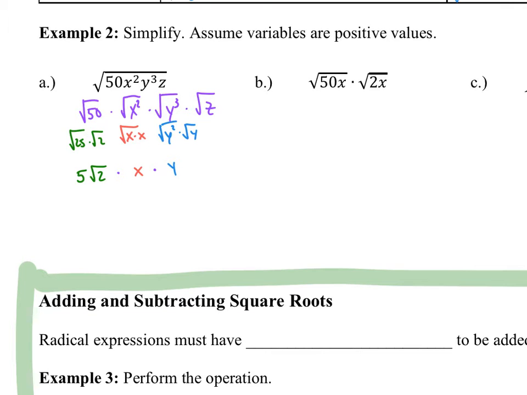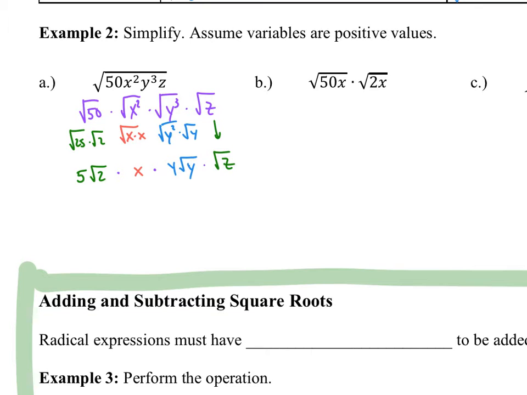And then I have this second y that's still in a radical here. I didn't even talk about something earlier. And then the square root of z. Well, there's nothing I can do with the square root of z. So that's just going to drop straight on down.